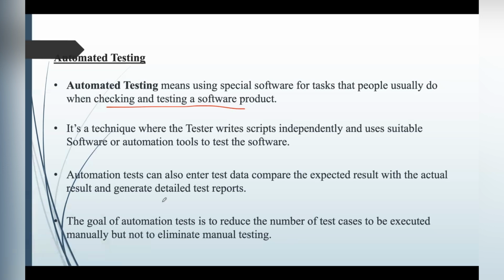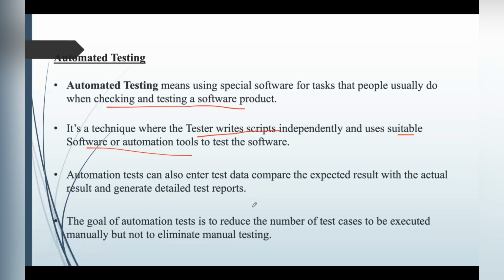Nowadays, many software projects use automation testing from start to end, especially in agile and DevOps methods. This means the engineering team runs tests automatically with the help of software tools. Here, the tester writes the scripts independently and then testing the software will be done by using suitable software or automation tools. Automation tests can be run at any time of the day as they use scripted sequences to examine the software.